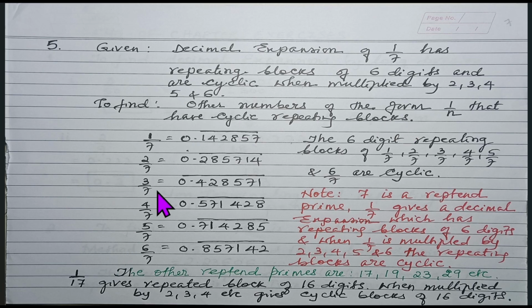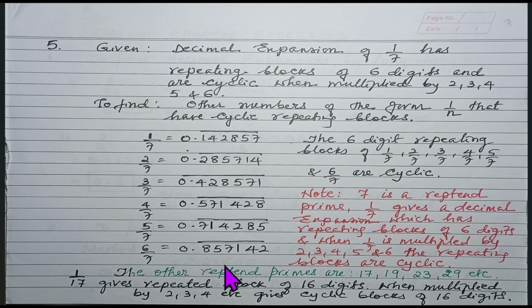Now what you have to understand here is that 7 is a prime number, but it is not an ordinary prime number. It is a reptend prime number. Reptend prime means that when I take 1 upon 7, it gives us a decimal expansion which has repeating blocks of 6 digits, and when 1 by 7 is multiplied by 2, 3, 4, 5 and 6, the repeating blocks are cyclic. So they are cyclic, and that is what is given to us.